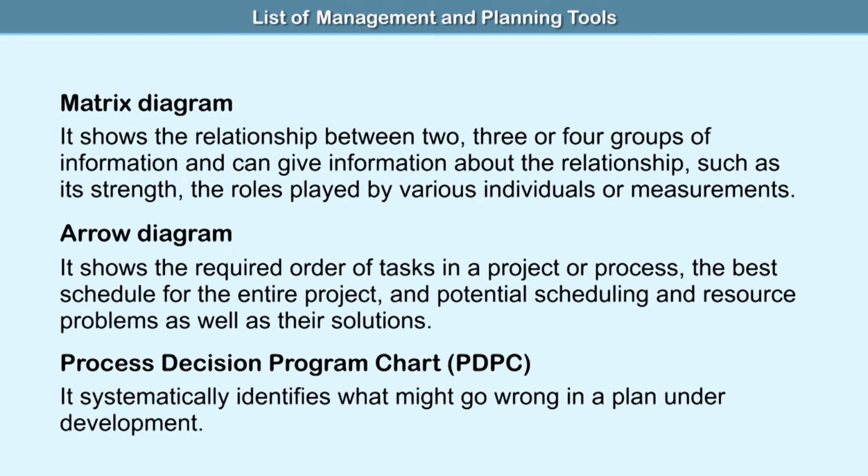The next tool under the list of tools is Matrix Diagram, that shows the relationship between 2, 3 or 4 groups of information and can give information about the relationship such as its strength, the roles played by various individuals or measurements.